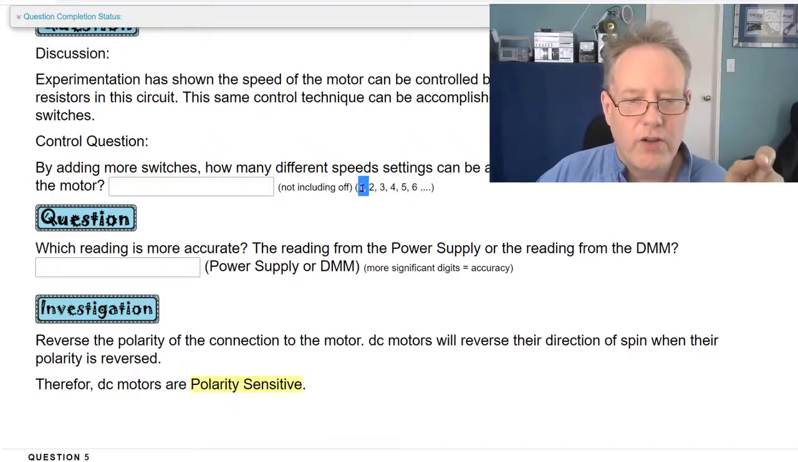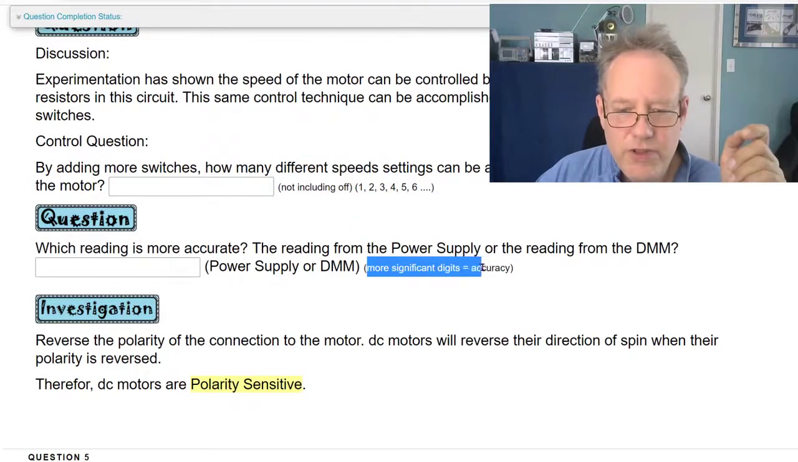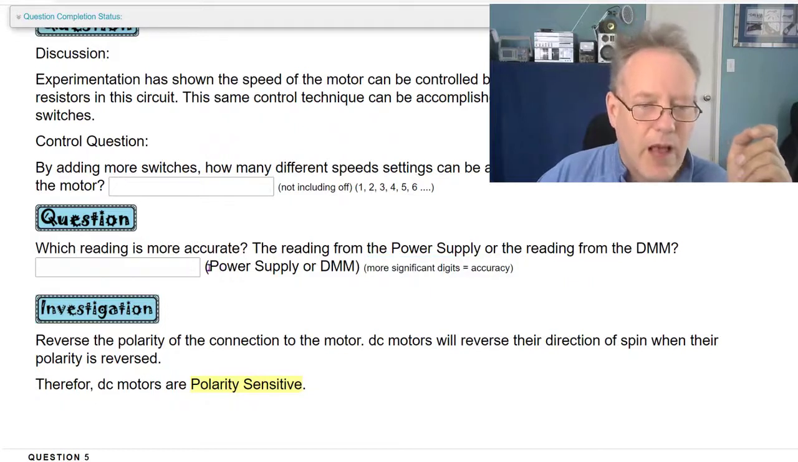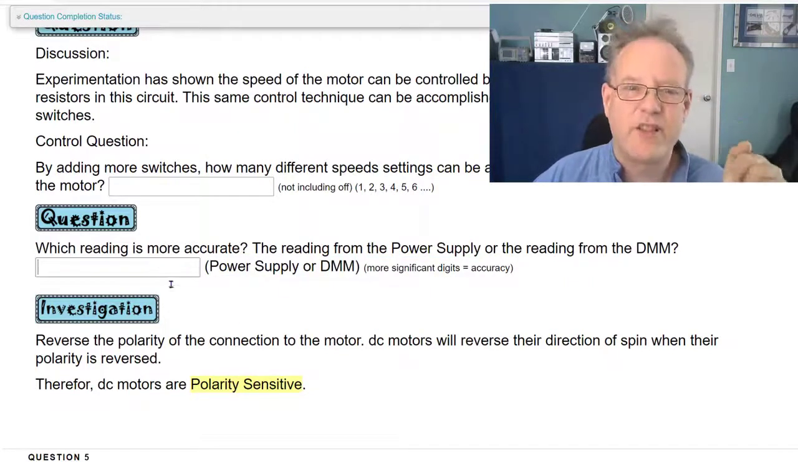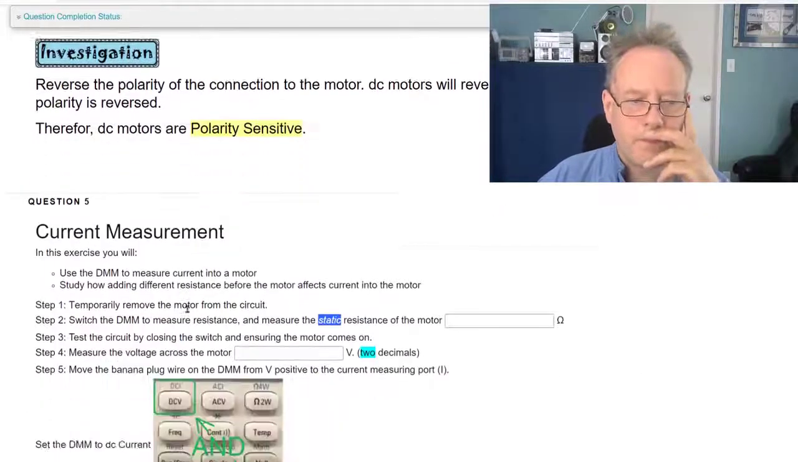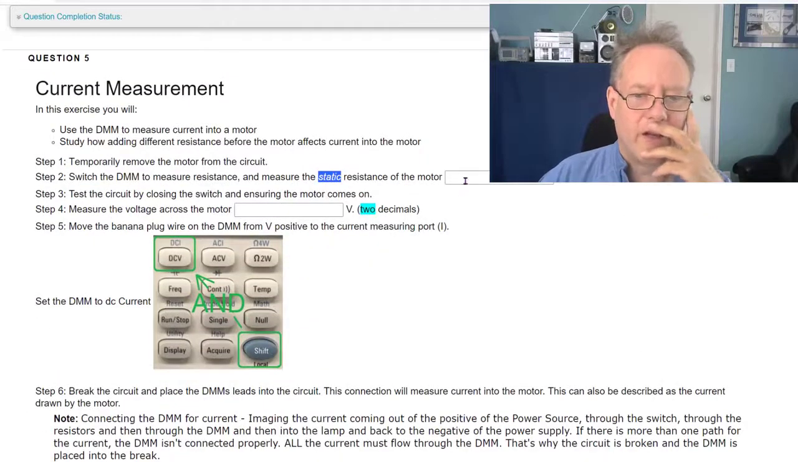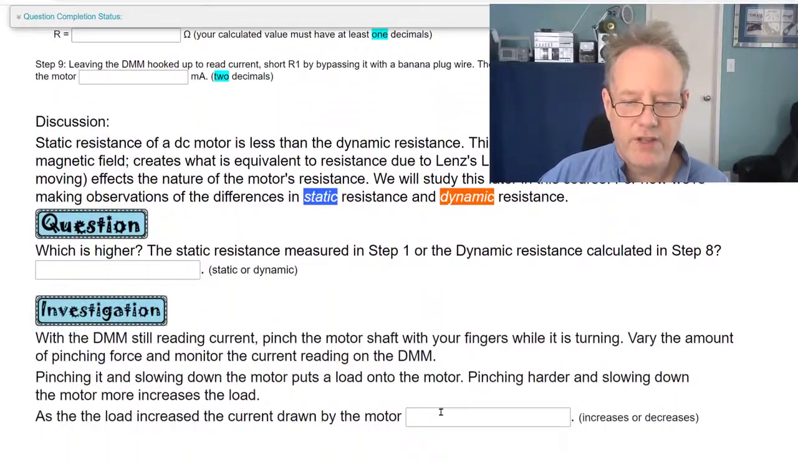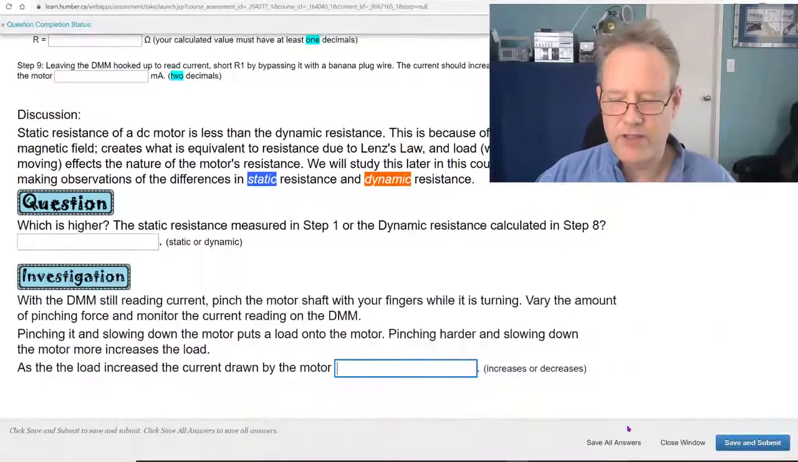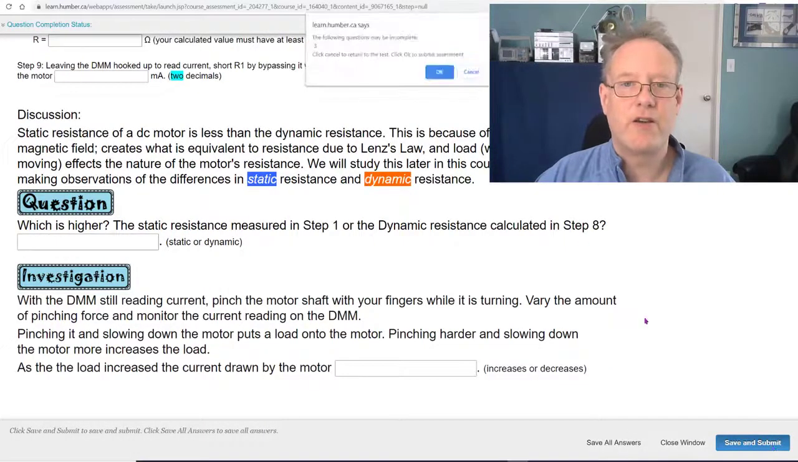So not including off, how many? The answers are here. And these are the answers here. Most significant: power supply or DMM. You're going to write power supply or you're going to write DMM. You write anything else in here, you'll get it wrong. So here we go. And then again, you're going to take a measurement and write it down. You're going to take a measurement and write it down. So you're going to do all of these things and write all of these things down. And then you're going to hit submit.